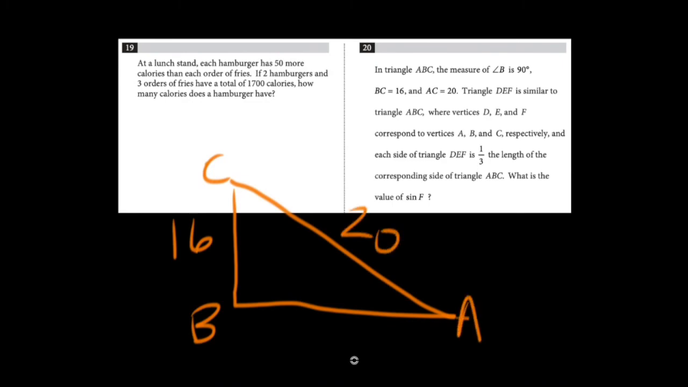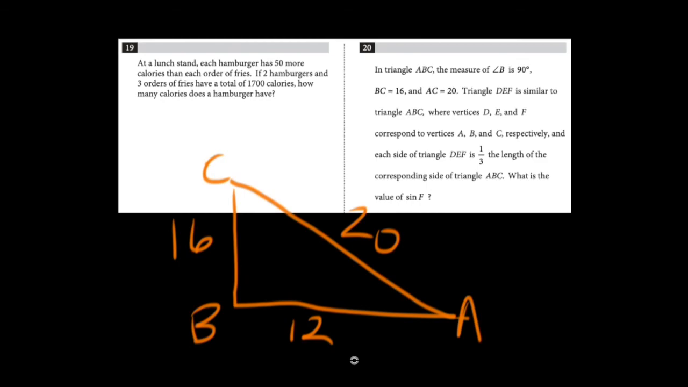Basic Pythagorean theorem to find what AB is. So we know that AB is equal to the square root of 20 squared minus 16 squared, which would give us 12. If you're familiar with Pythagorean theorem or Pythagorean triples, you'd have already known 12, 16, 20 is a common right triangle.